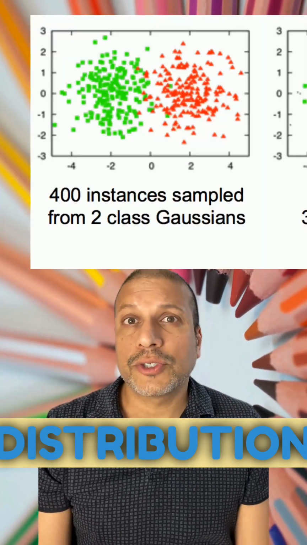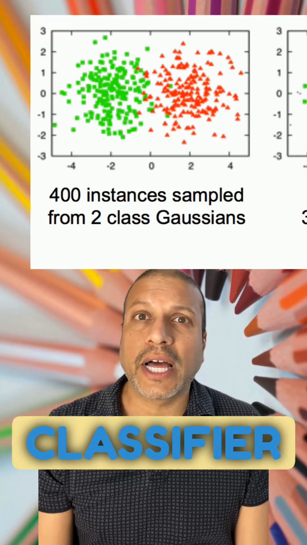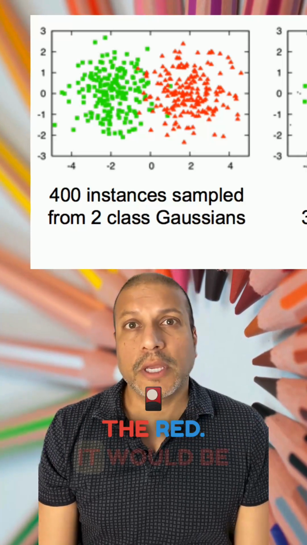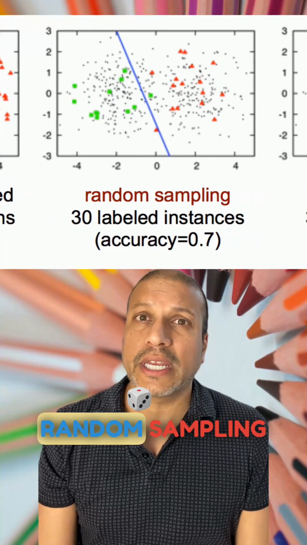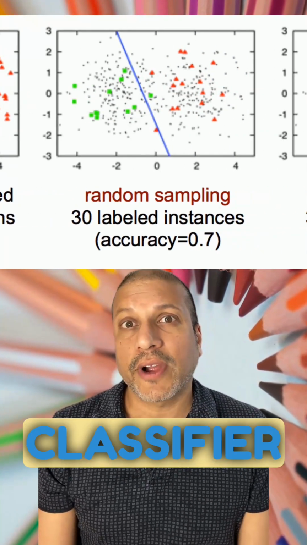Let's start with a data distribution like this and assume we want to build a classifier to separate the green from the red. It would be time consuming to label every data point, so what we first do is we just start with some random sampling and then build a classifier based on that.